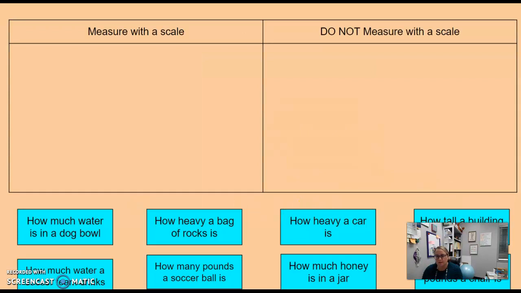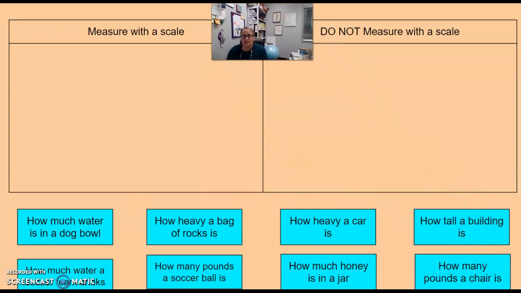The other thing that I wanted us to look at is to think about how we measure weight. So when we measure weight, we use a scale. Now, it might depend on what size of scale depending on the object, but we still use a scale because for weight we use scale. So I have 8 different scenarios over here, and I want to sort them. So if I'm going to use a scale to measure it, I'm going to put it on the measure with a scale. If it doesn't have to do with weight and I'm not going to use a scale, I'm going to put it on this side where it says, do not measure with a scale.